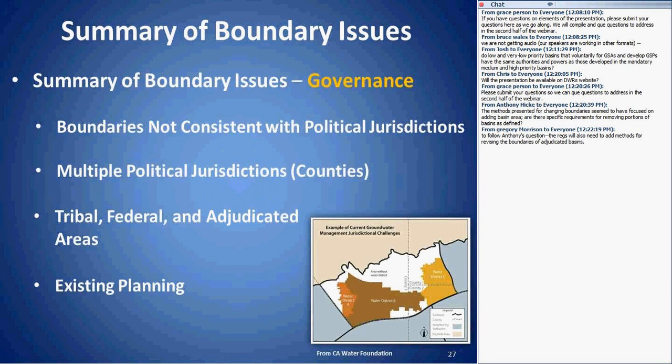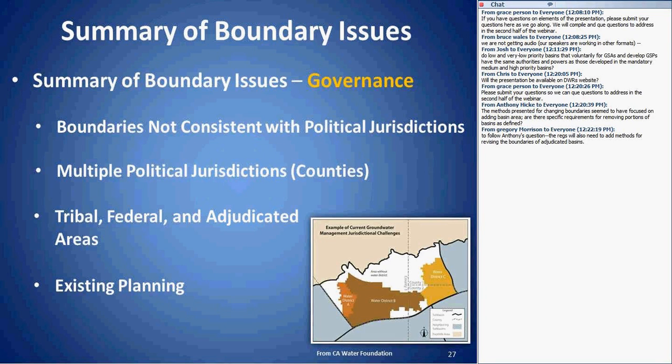So the first issues we've heard, or challenges, are related to governance. And the first two bullets there are related to having to coordinate with multiple political jurisdictions in the existing basin. So we've heard that, as an example, if there are three counties or multiple counties in an existing groundwater basin, that might provide a challenge or an issue moving forward with SGMA compliance.